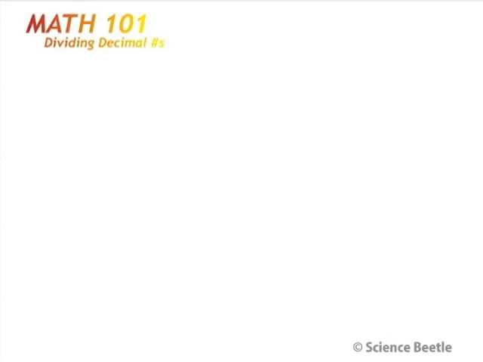Hey, welcome back, students. This is Math 101, and today we're doing dividing decimal numbers. The one topic we want to review today is how to divide two numbers that happen to be decimals. We're not going to do a very complicated one, but let's look at this problem. You're taking 2.5 and dividing it into 3.25, and you want to know how many times it goes in.